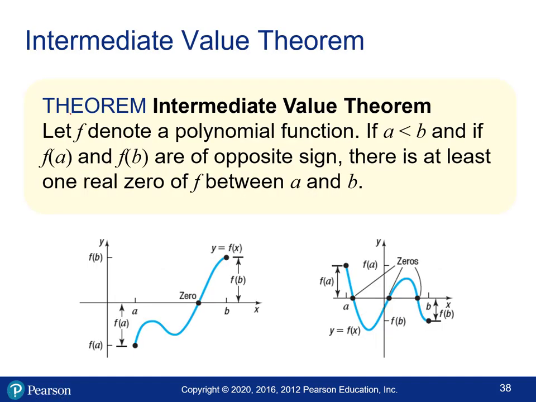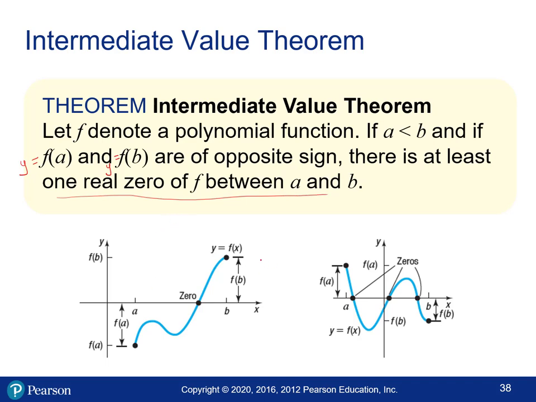So the intermediate value theorem says the following: if f is a polynomial function, and if a is less than b, and if f of a, meaning the y value when you plug in a, and f of b, the y value when you plug in b, have opposite signs, so one's negative and one's positive, then there's at least one real zero of your function in between them.